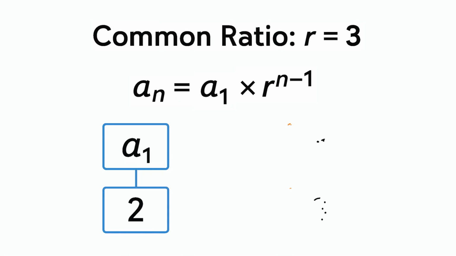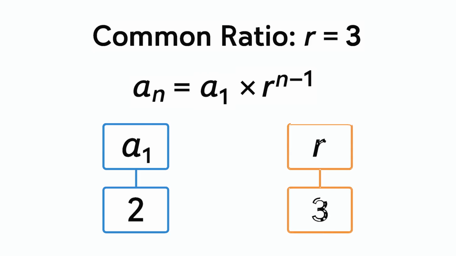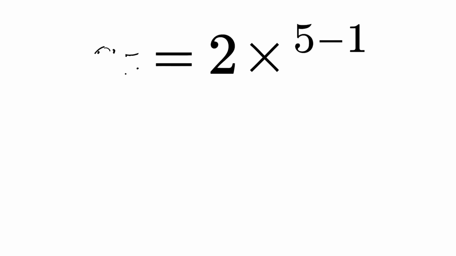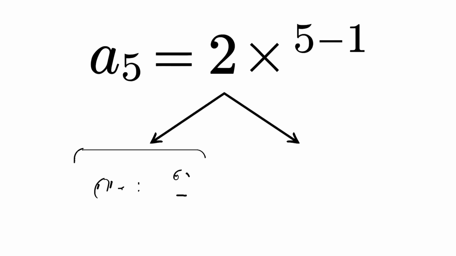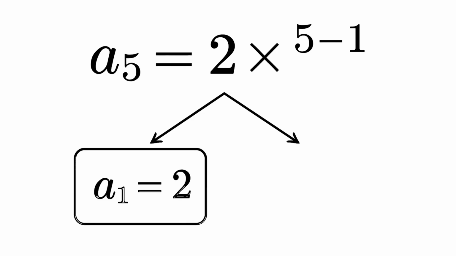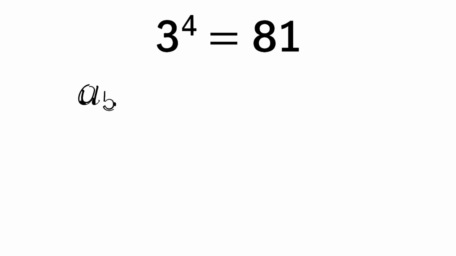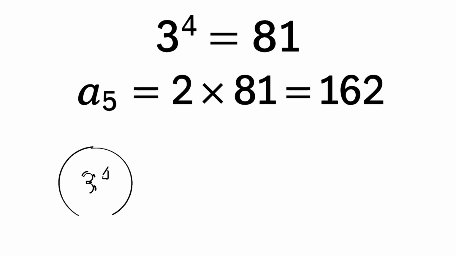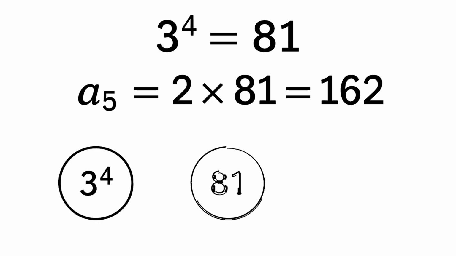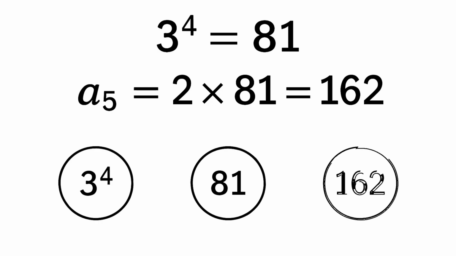The nth term of a geometric sequence is a_n equals a_1 times r to the power of (n minus 1). In our example, a_1 is 2 and r is 3. Let's find the 5th term. a_5 equals 2 times 3 to the power of 4. 3 to the power of 4 is 81, so a_5 equals 2 times 81, which is 162.